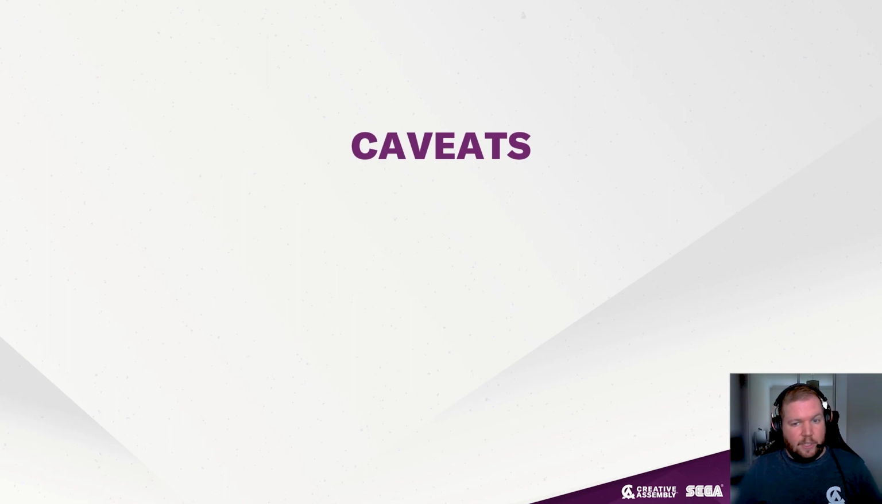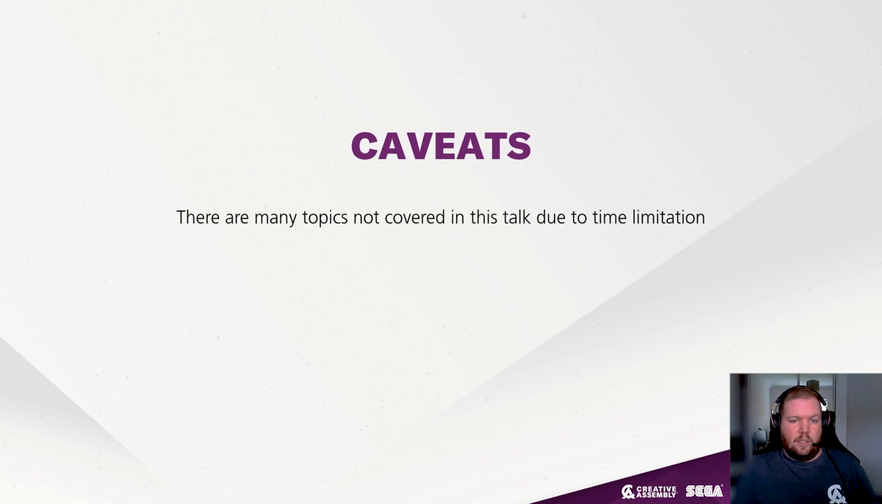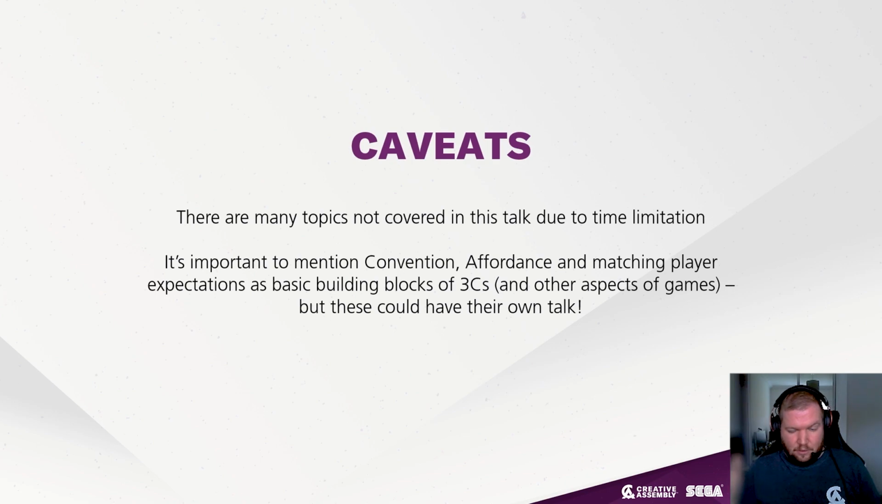So before I go into the main topics, I have some caveats for this talk. There will be many topics that are not covered in this talk due to time limitation. It is important to mention convention, affordances, and matching player expectation as some of the core base building blocks for the three C's and many other parts of your game. But these could have their own talk, really. There's a lot of information about these on the internet and in books. So I'll not be talking about these, but it's important to always keep them in mind.